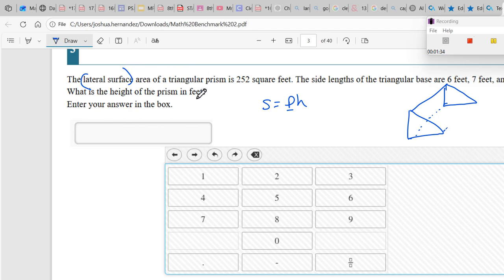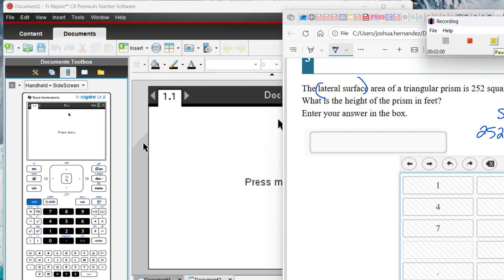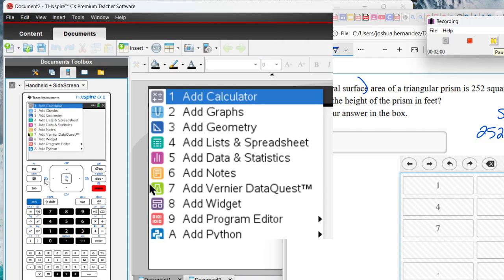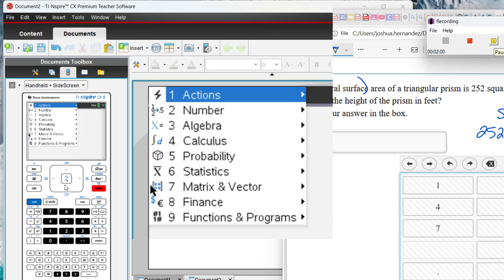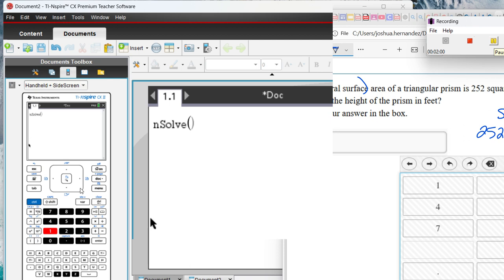Okay, so they're saying the area is 252 equals the perimeter, which is a triangular base of 6, 7, and 8. So the perimeter would be 6 plus 7 plus 8. And our missing is the height. Let me see the question. What is the height? Yeah, so 6, comma H. So we get the calculator. Hold on. Get the calculator. Just from the menu, go to calculator 1, menu 3, 1. Start putting numbers in here.